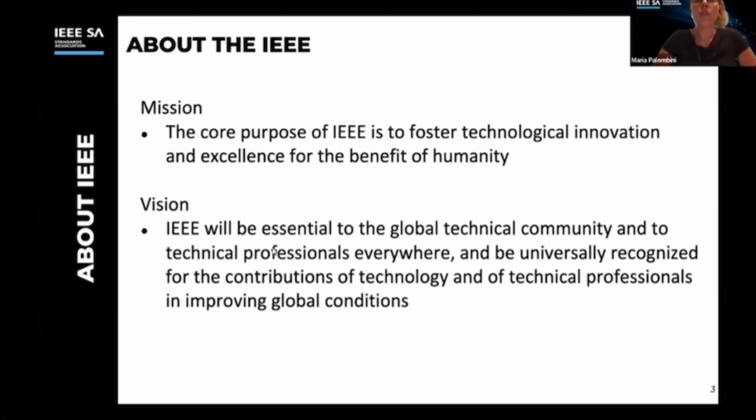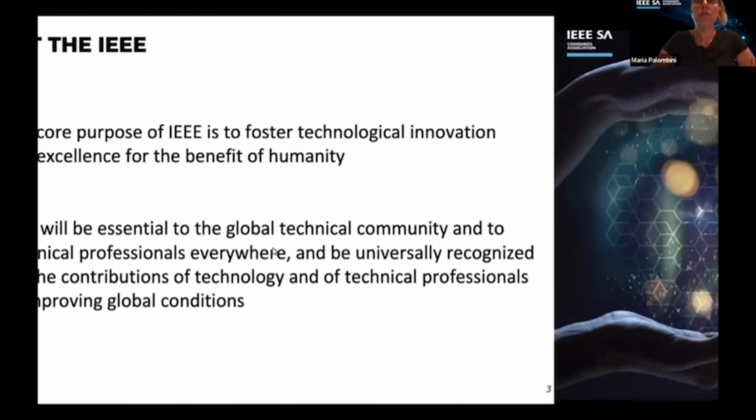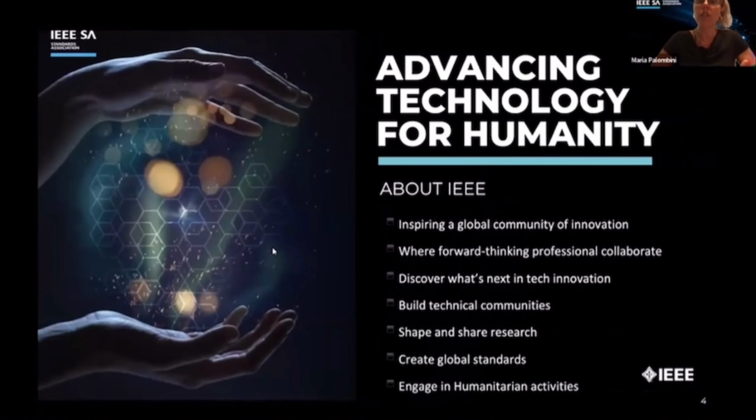So real quick, for those of you who are not familiar with the IEEE, our core purpose is to foster technological innovation and excellence for the benefit of humanity. Our mission is advancing technology for humanity, and that is in every aspect of the work that we do. From building standards, technical communities, looking at innovations, inspiring global communities, our main focus is how do we, in our case in healthcare, help patients have better outcomes, but in other domains, how do we enhance their user experience, better secure them, give them the right to privacy, and many other opportunities.